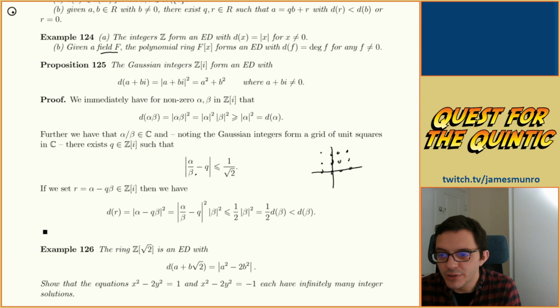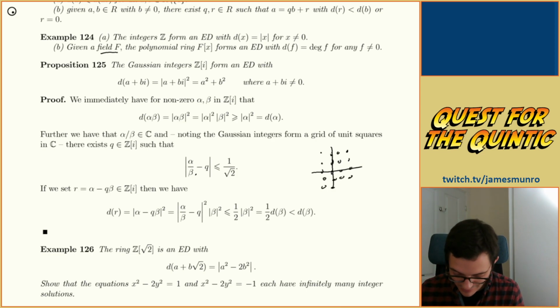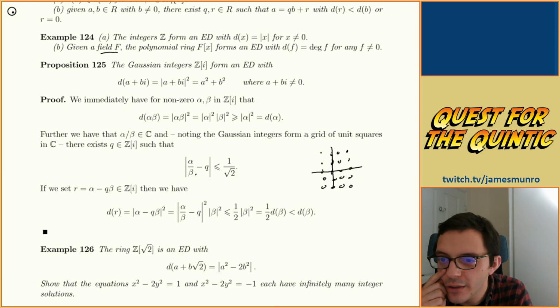What are we trying to prove? Oh, these things all have quite large... This is not quite the degree of a polynomial, right? It's the degree of, like, the norm. Okay, it might be a mystery for the afternoon. Explain why the Gaussian integers. How much do I care about the Gaussian integers though, right? Maybe not for my quest for the quintic.